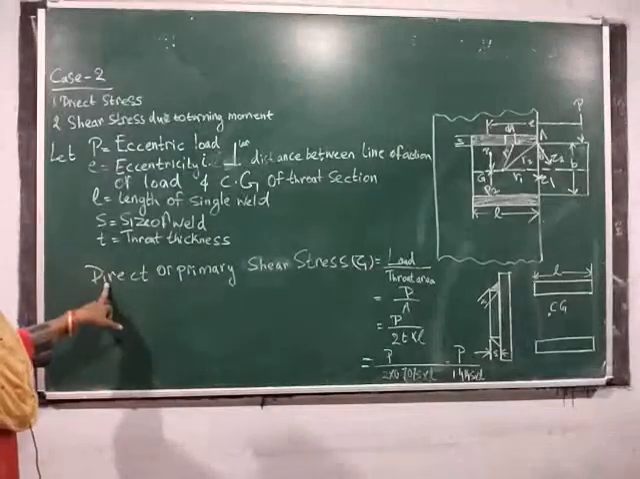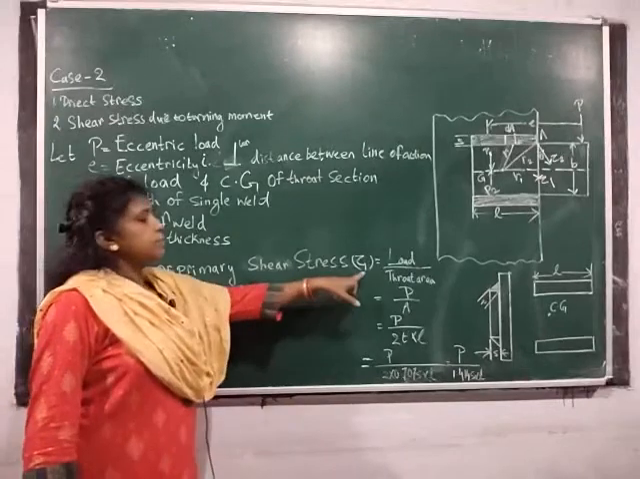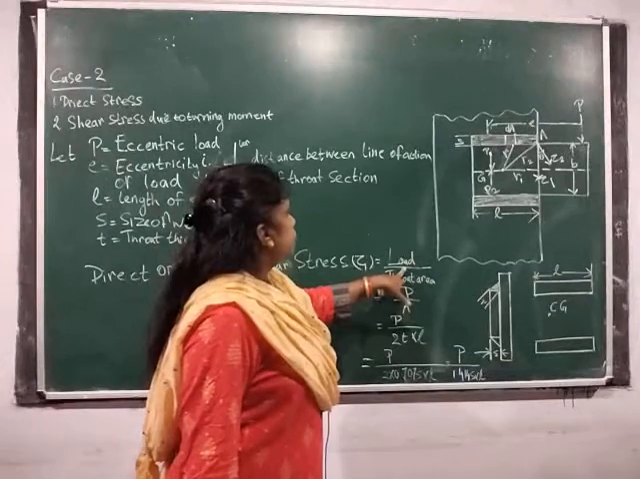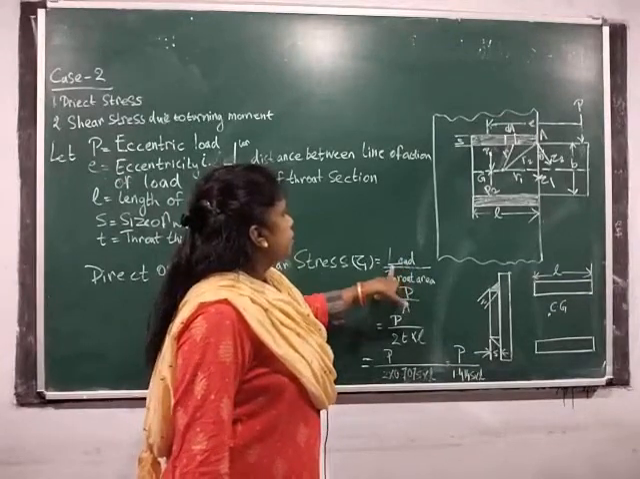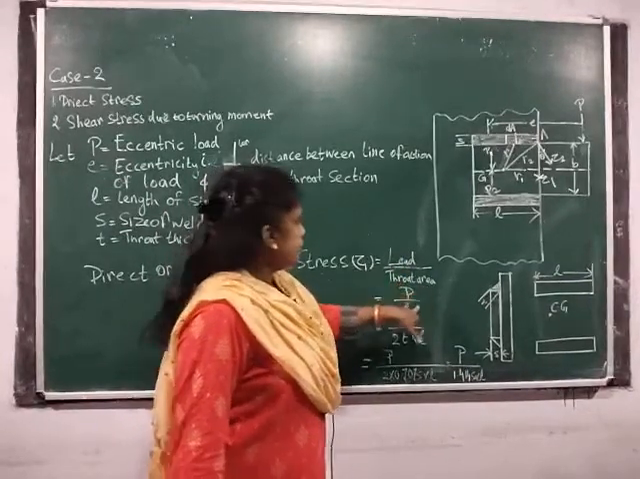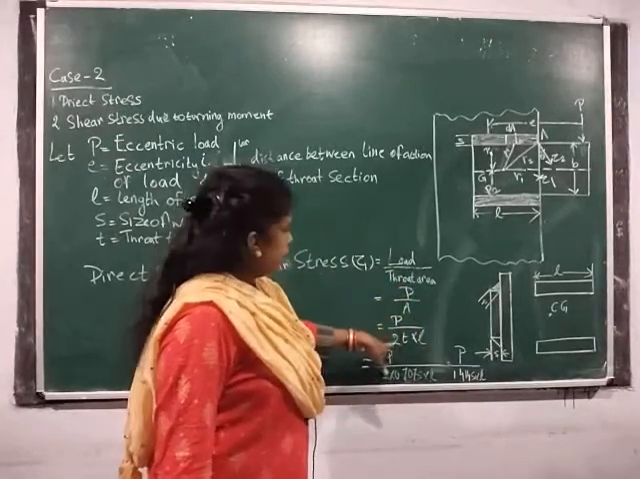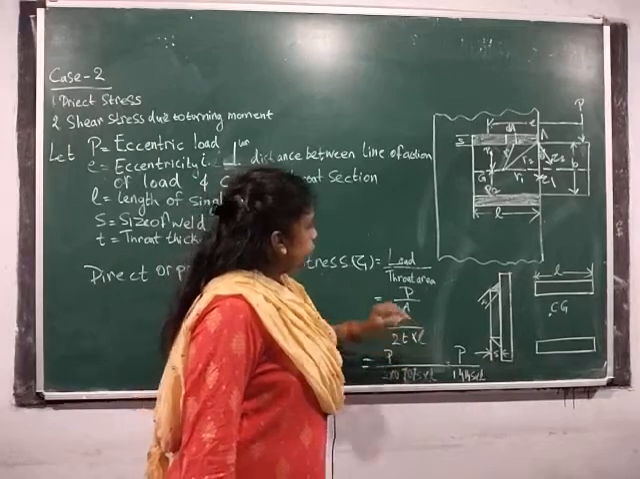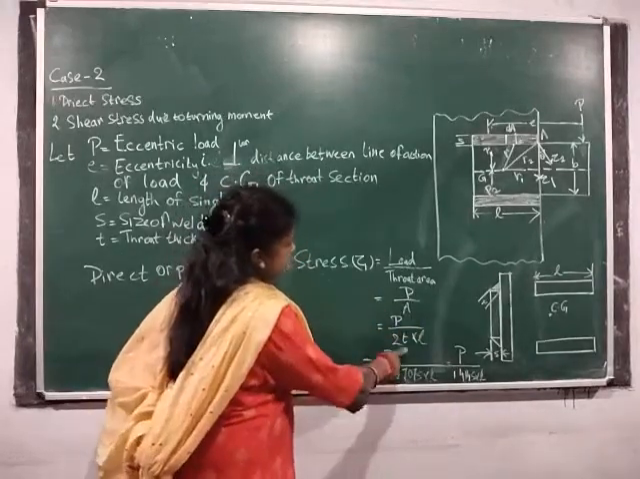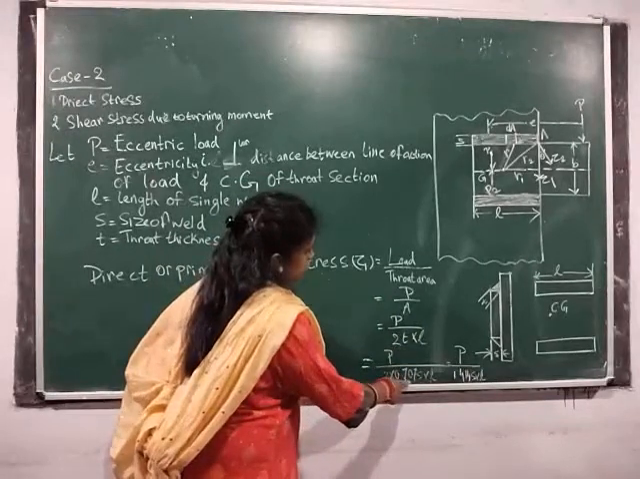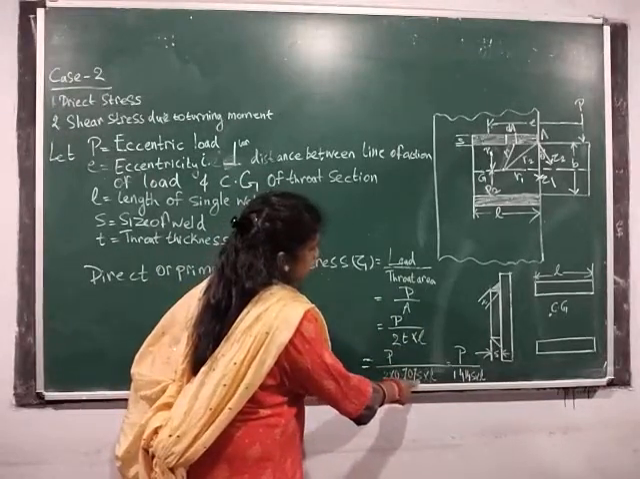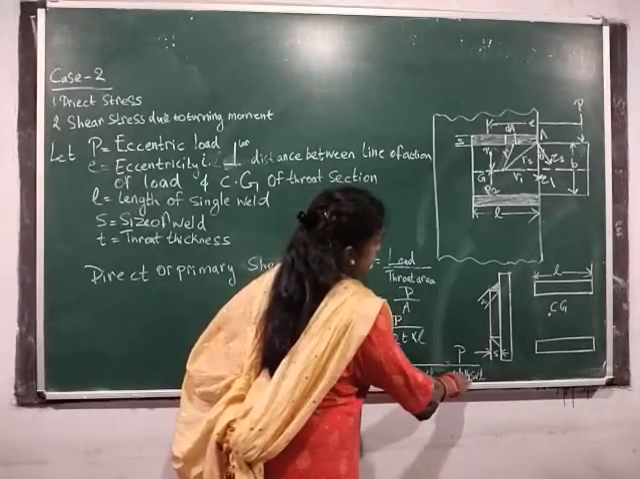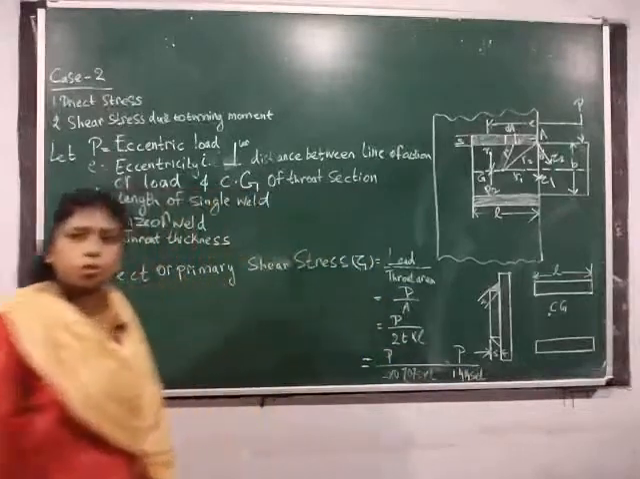Here your direct or primary shear stress is given as tau 1. That is nothing but P by A, or you can write load by throat area, that is P divided by A. You have already seen the value of A is 2 T into L. So in place of T I am writing 0.707 S into L. That is in turn P divided by 1.414 S into L.